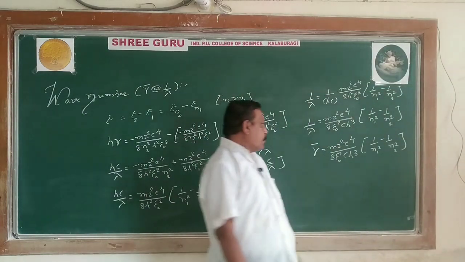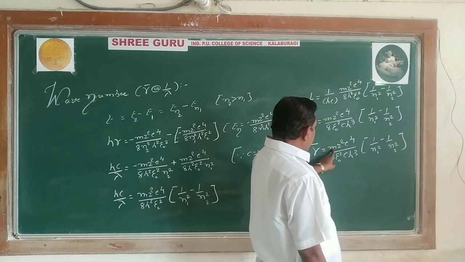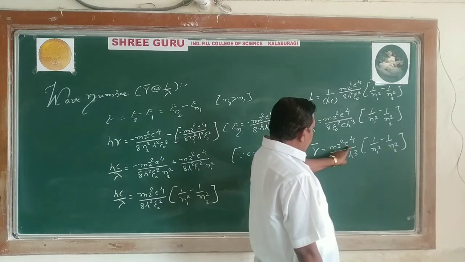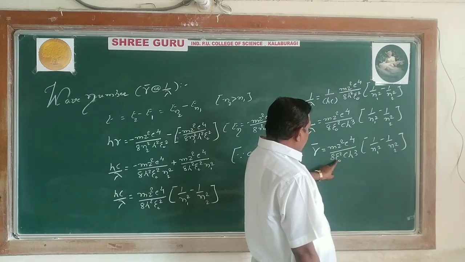Look, mass of the electron is constant, atomic number Z is constant for a given element, charge of the electron is constant, epsilon naught is constant, 8 is constant, c is constant, h is constant.